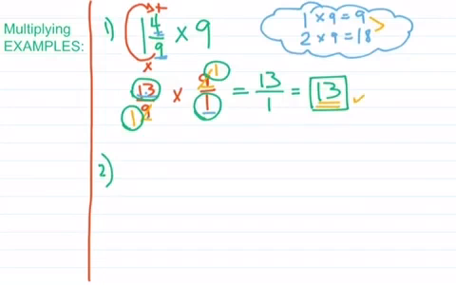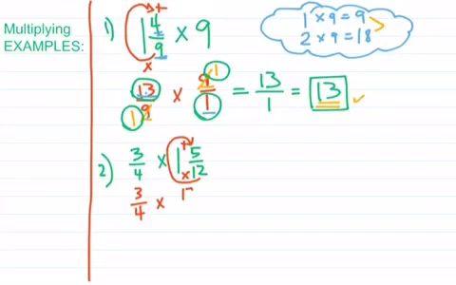Example 2 is 3/4 times 1 and 5/12. So step 1 is no whole numbers. The first fraction here, 3/4, doesn't have any whole numbers, so we're already ready to go on that. But the second fraction, again, I've got to change it to an improper fraction. 12 times 1 is 12. Then I'm going to add the numerator 5, so 12 plus 5 is 17 over 12.